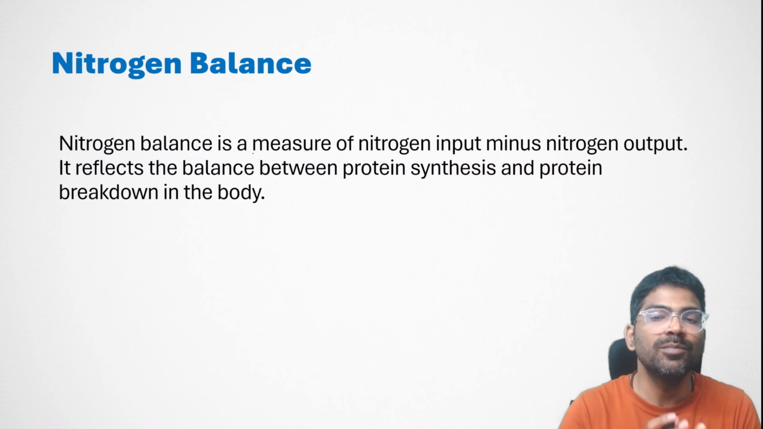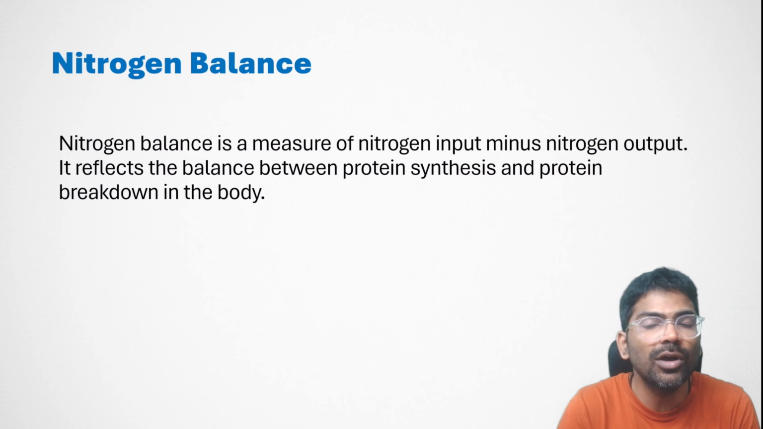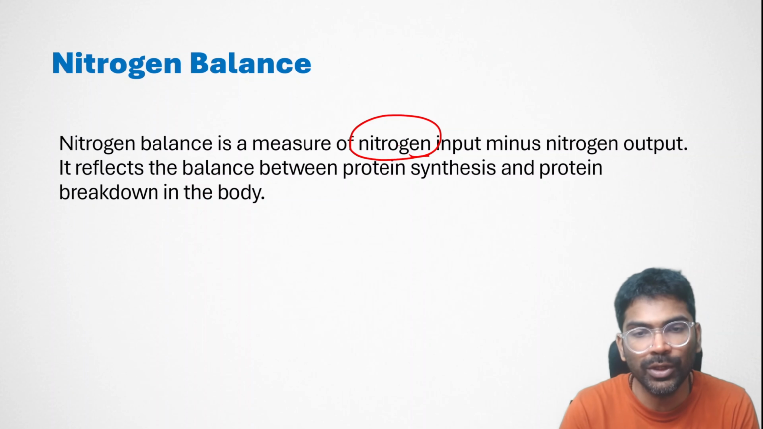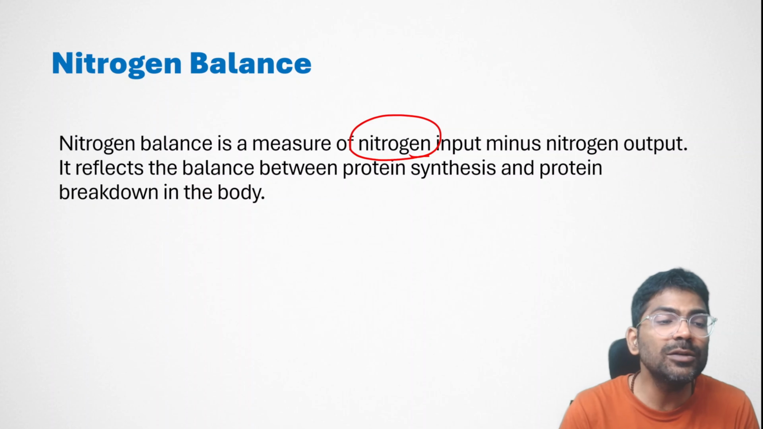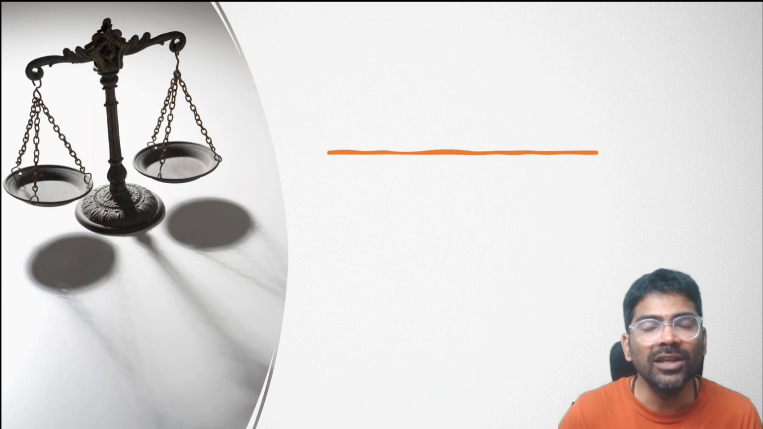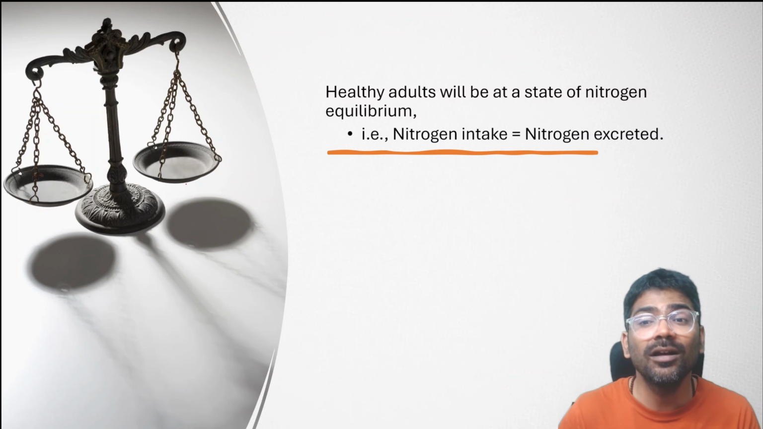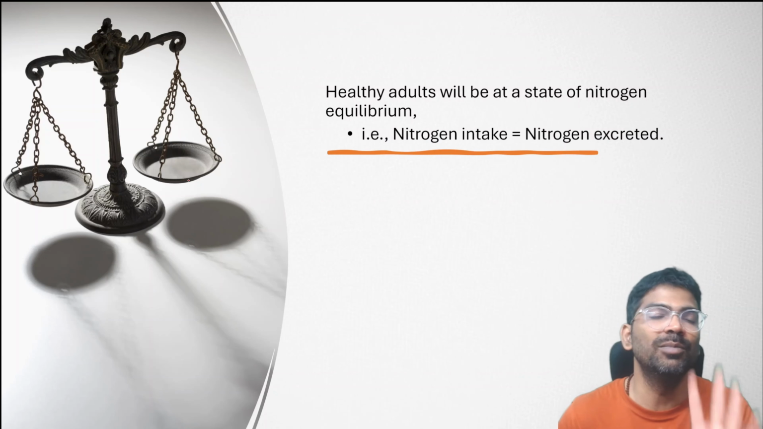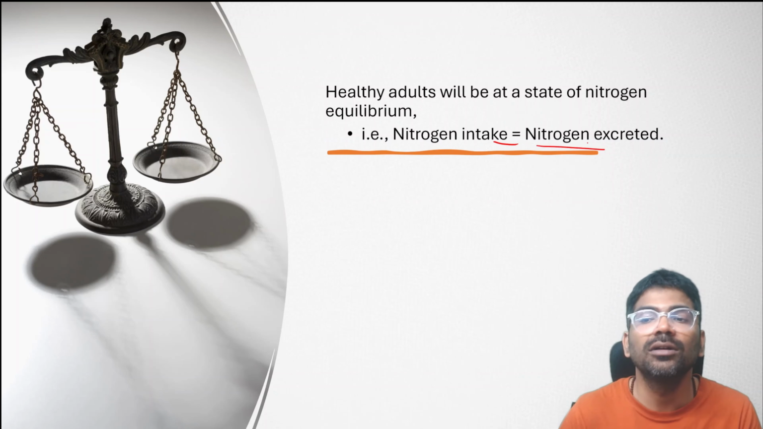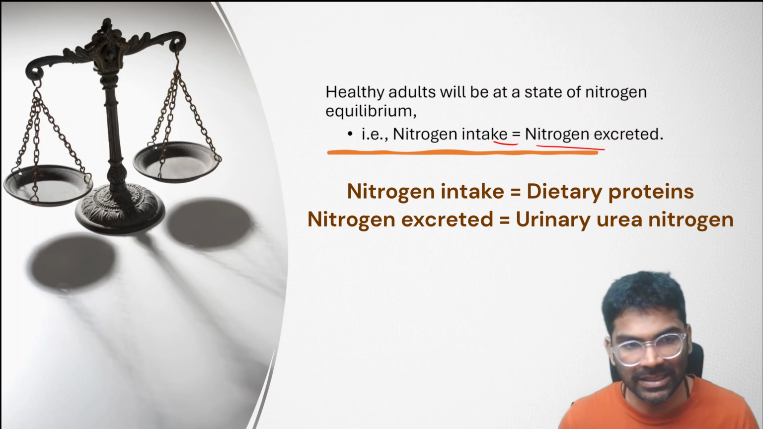Nitrogen balance is a measure of nitrogen input minus nitrogen output. Nitrogen here is used to denote the protein. So in other words, nitrogen balance reflects the balance between protein synthesis and protein breakdown. A healthy human will be in a state of nitrogen equilibrium. That is, nitrogen intake is equal to nitrogen excreted.